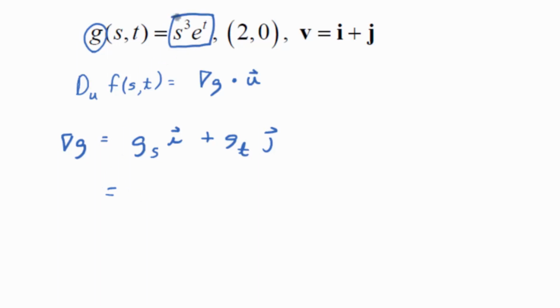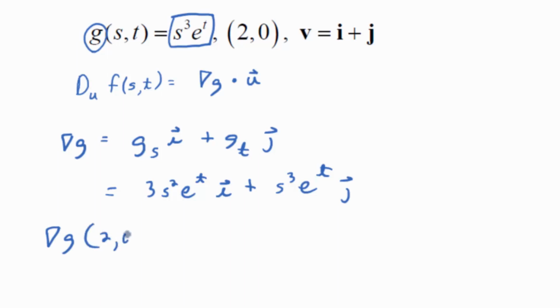What would the derivative with respect to s be? 3s squared e to the t times i, plus, what would the derivative with respect to t be? s cubed e to the t times j. Yeah. And then where do I evaluate that thing? At 2, 0. So del g at 2, 0.